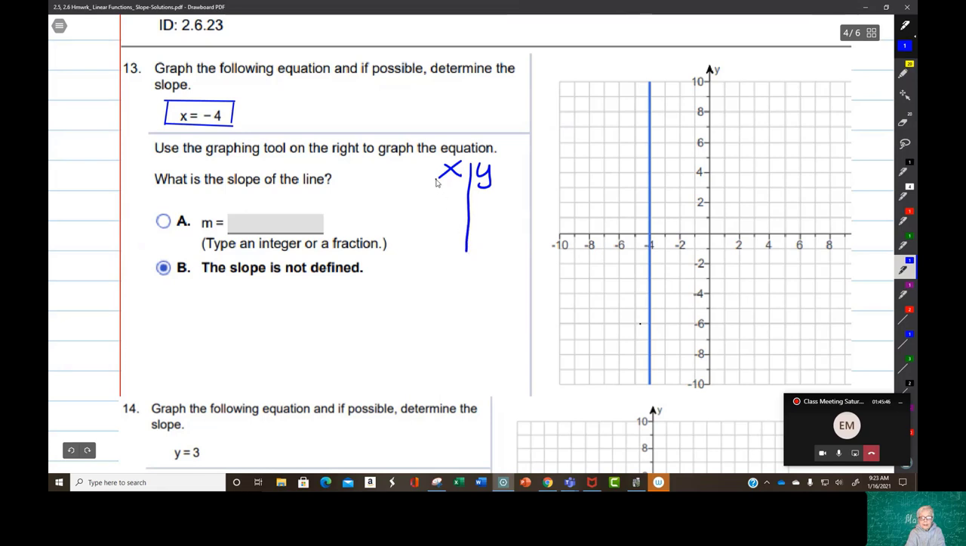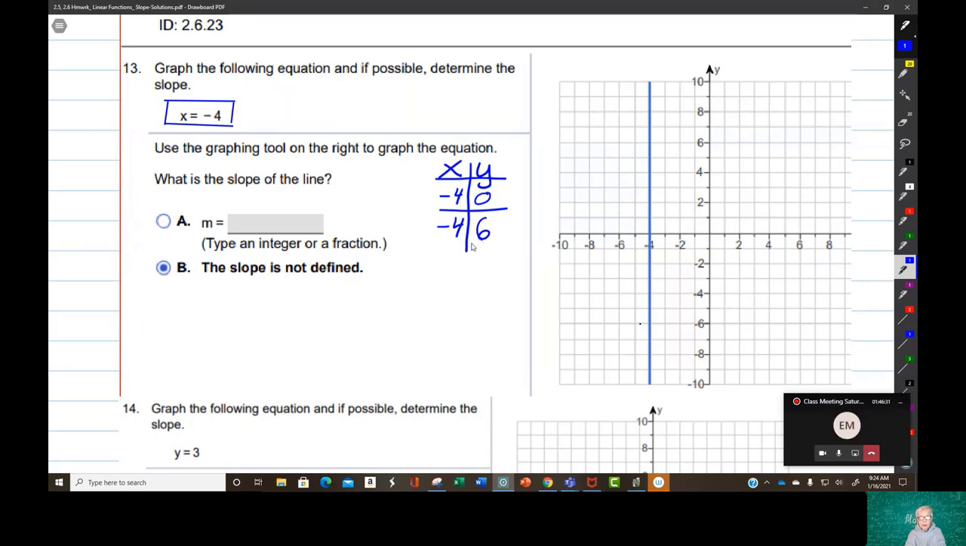The thing is, since there's only one variable, X, that means X is negative four, no matter what y equals. Y can be anything because there's nothing telling you what y has to equal. X, on the other hand, is stuck on negative 4. So suppose I let y equal 0, and suppose I let y equal 6.